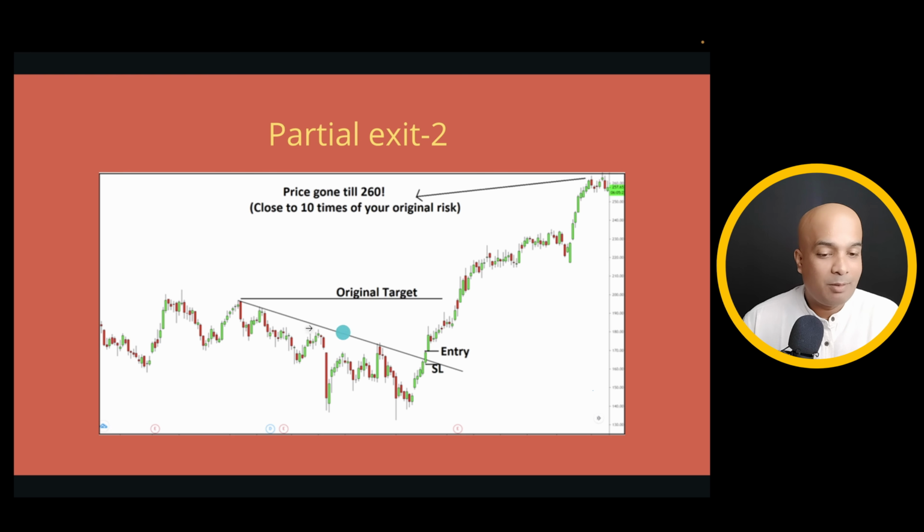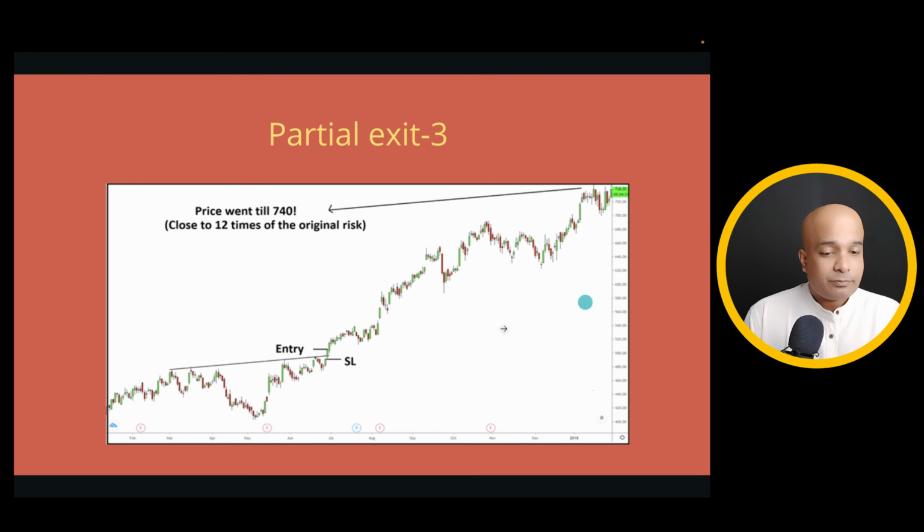So this is one more example. It is in a downtrend. This will become your target. You can exit 50 to 75% of the position at target. See, if you have carried the profit for the 25%, I mean the profit is close to 10 times of your original risk actually. Okay. So this is one more example. See here, the price is in an uptrend. It went upside. It rallied like anything. It moved close to 12 times of the original risk.